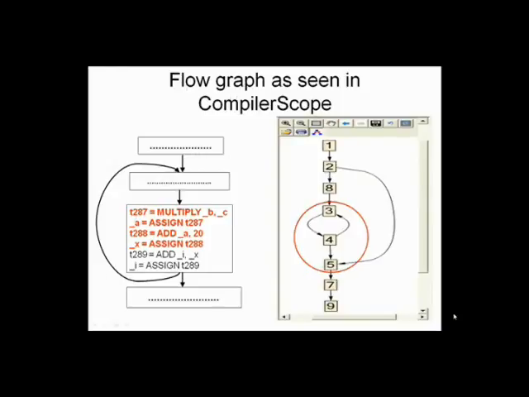This slide shows the flow graph as seen in CompilerScope. The right hand side flow graph is for the complete program, and the region of flow graph marked in red circle corresponds to the flow graph shown on the left. The flow graph on the left corresponds to the code snippet before the optimization.